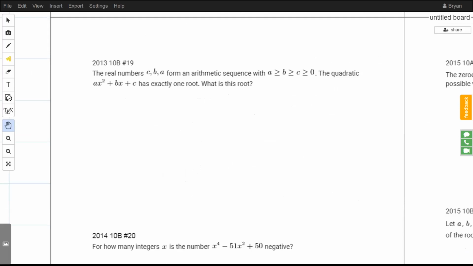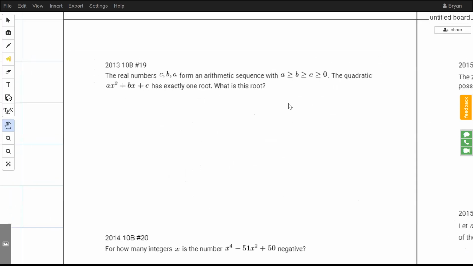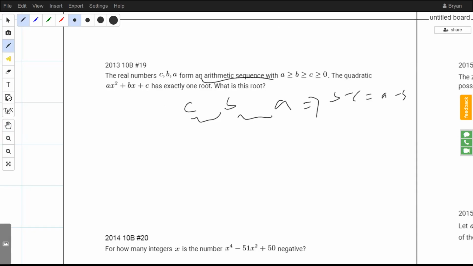First, in case some of you don't know, arithmetic just means that the difference between the numbers C, B, and A, the difference between B minus C and A minus B, are equal. So this means that 2B equals A plus C, or B equals A plus C over 2.